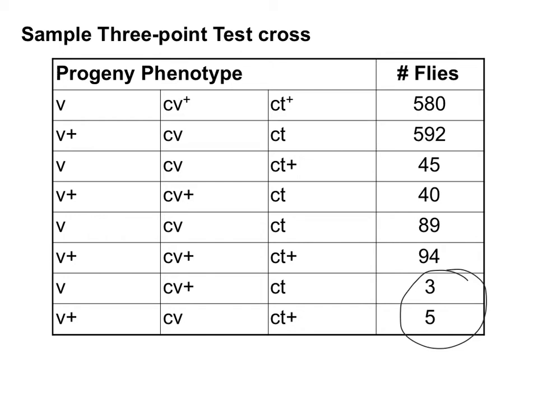If you're working with a 3-point test cross and 2 of the phenotypic outcomes are the least likely, they are most likely the least likely because they are the result of a double crossover.